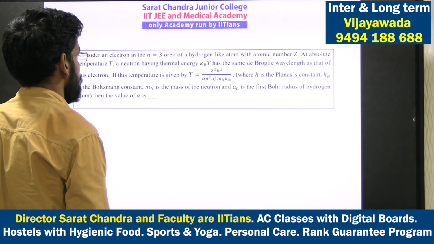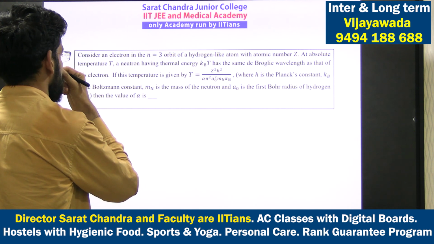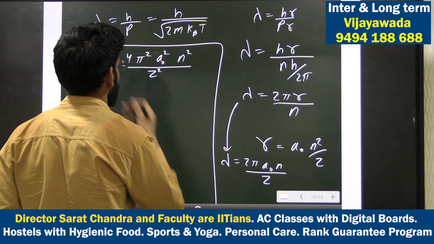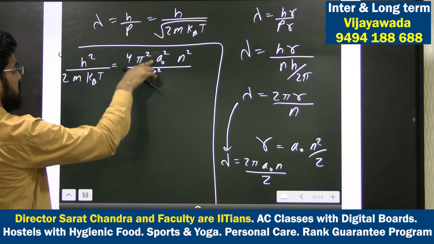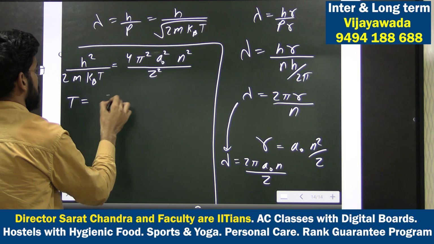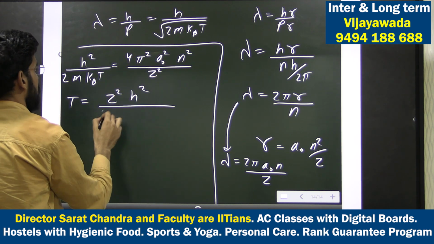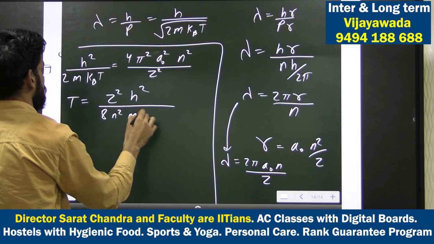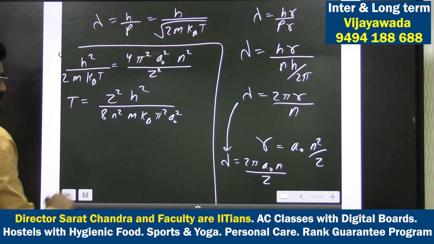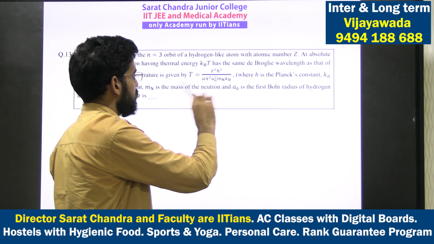Okay, here we have everything. A naught square, alpha square a naught mass, fine, z square is there. Now I want t on this side, this in the numerator, this in the denominator. So t value will come how much? Z square h square divided by 4 into 2 is 8, and n, 8 n square, and here m kb pi square a naught square. Everything okay? M kb pi square, m here, kb here, pi square here, a naught square, alpha is what's asked.